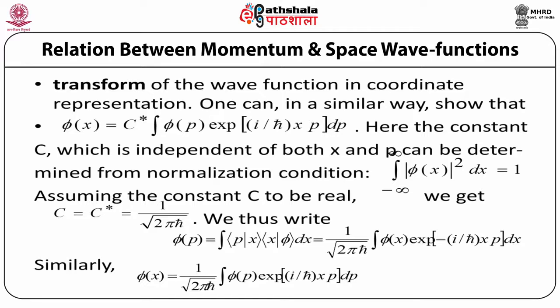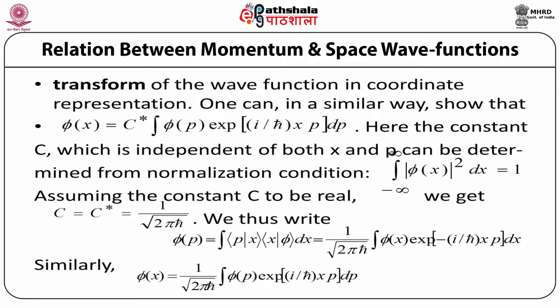So we can write the wave function in the momentum representation as φ(p) is equal to integration over dx ⟨p|x⟩⟨x|φ⟩ is equal to 1 upon root 2πħ integration over dx φ(x) exponential to the power minus i/ħ xp.